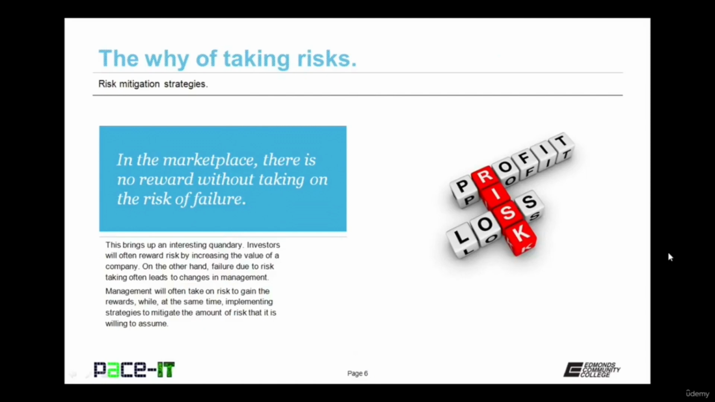This brings up an interesting quandary. Investors will often reward risk by increasing the value of a company. On the other hand, failure due to risk-taking often leads to changes in management. This leads to a situation where management can be both rewarded and punished for taking on risk. This makes management very uneasy. So management will often take on risk to gain the rewards while at the same time implementing strategies to mitigate the amount of risk that it is willing to assume.